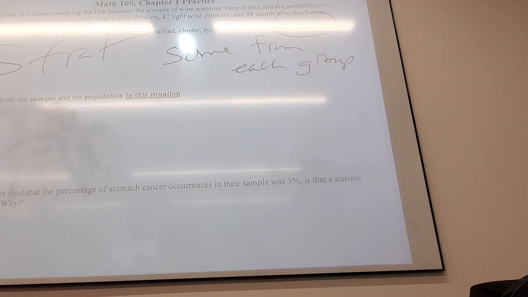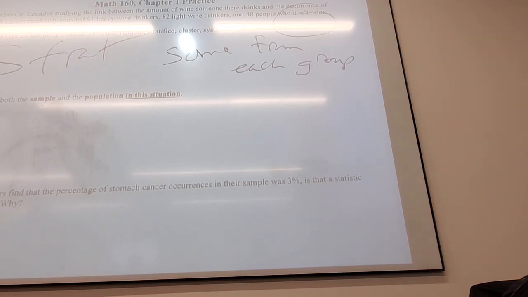Now, to be honest, they would actually make more specifically defined groups, probably like 0 to 1 glasses of wine per week, 1 to 2, and so on. So in cluster, you wouldn't have specific groups, right? It would just be no wine, some wine. Stratify and cluster, you get the exact same groups. Stratify takes some from each. Cluster takes some entire groups. All from some is cluster, some from all is stratified. So in this problem, we had 3 groups we broke everybody up into, and we took some from each.